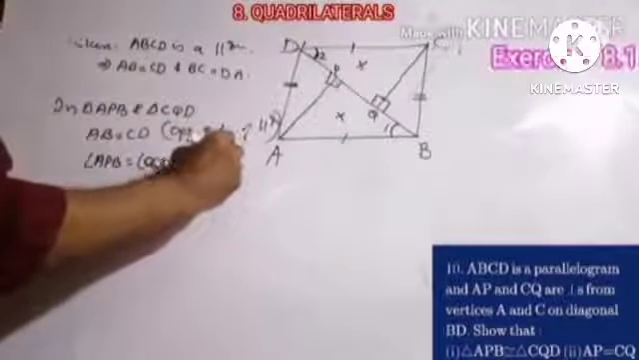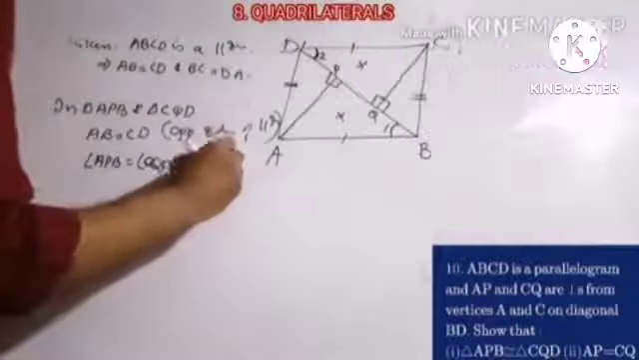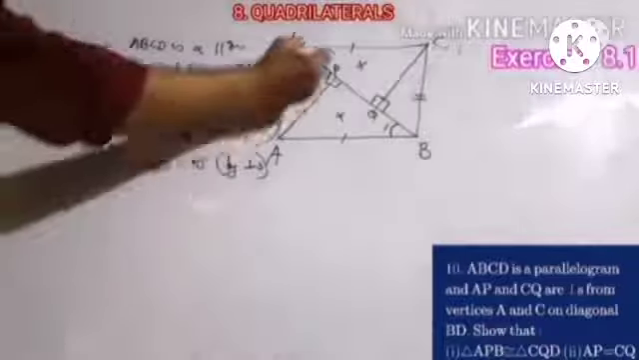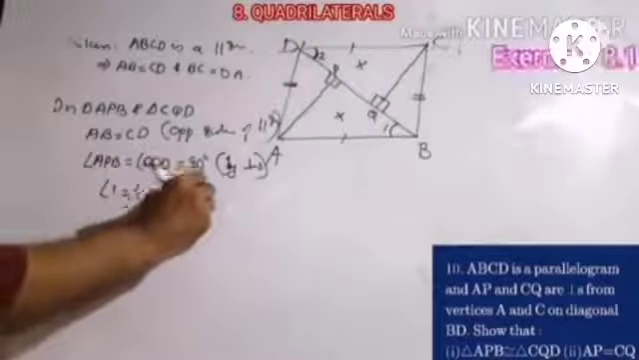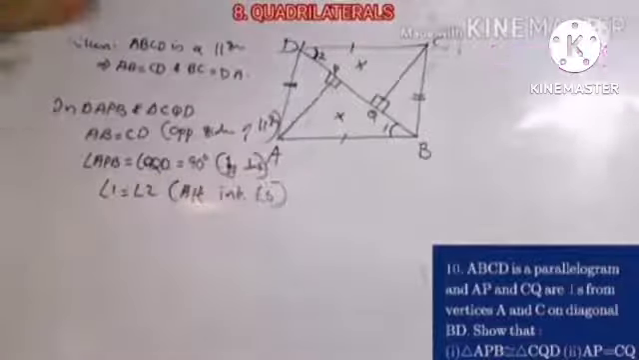Reason: altitudes, by perpendiculars. Now one more to get: angle 1 equal to angle 2. Reason: alternate interior angles because of parallelogram.